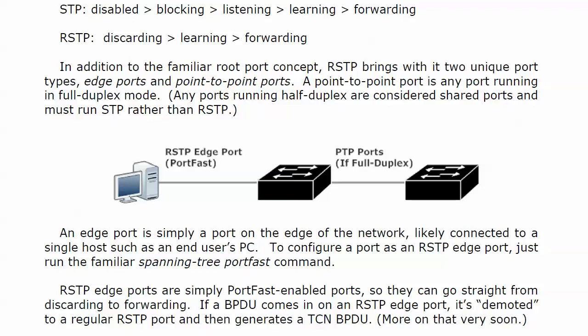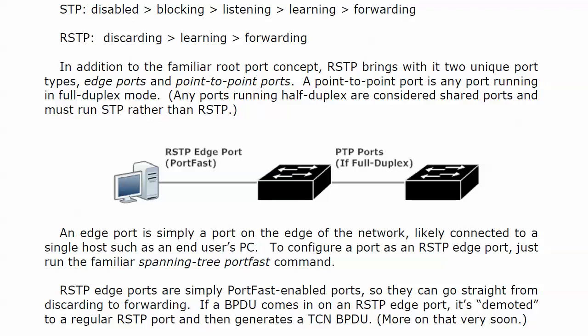Now, an RSTP edge port is a PortFast-enabled port. And what can that do? An RSTP edge port can go straight from discarding to forwarding. Now, if a BPDU comes in on an RSTP edge port, it is demoted to a regular RSTP port, and it generates a topology change notification BPDU. We talked about TCNs a little bit earlier in the STP section, but more on that very soon.